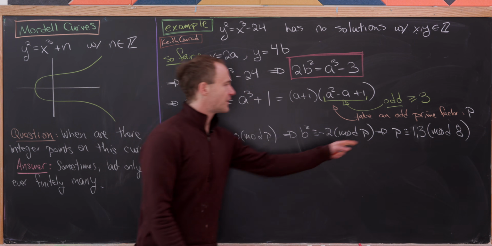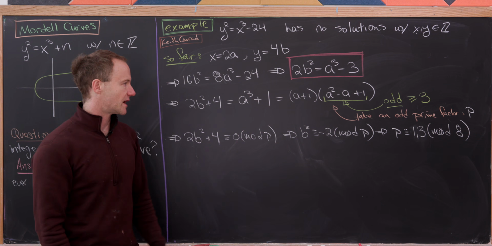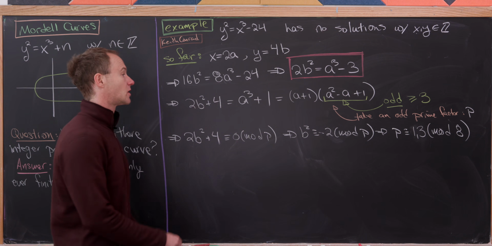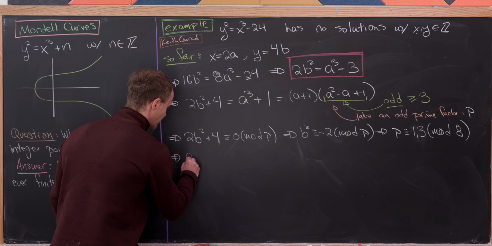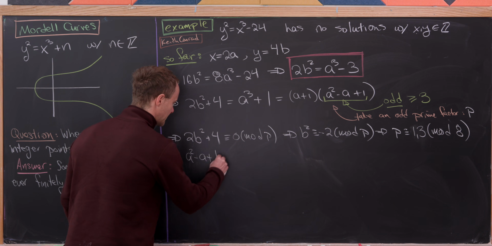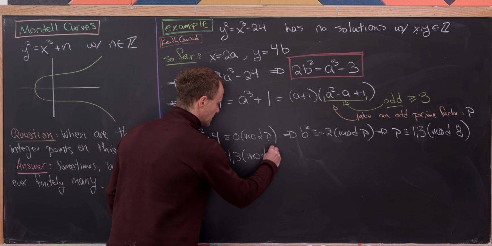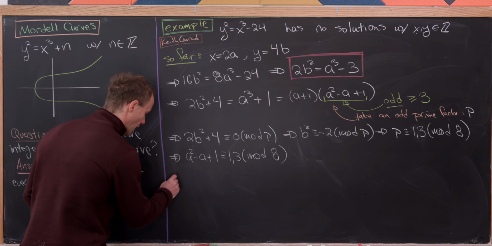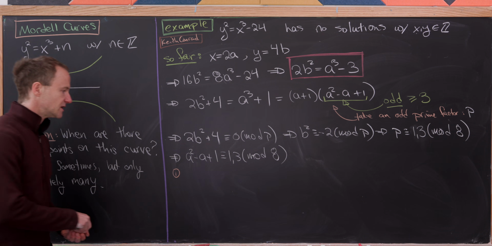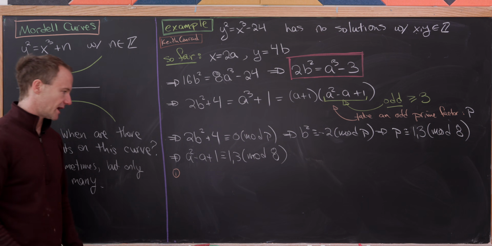But now if the prime dividing this number is congruent to 1 or 3 mod 8, then that means that this number is also congruent to 1 or 3 mod 8. So here we have a squared minus a plus 1 is congruent to 1 or 3 modulo 8. And now we're going to look at this one case at a time. So let's first look at the case when this is congruent to 1 mod 8.